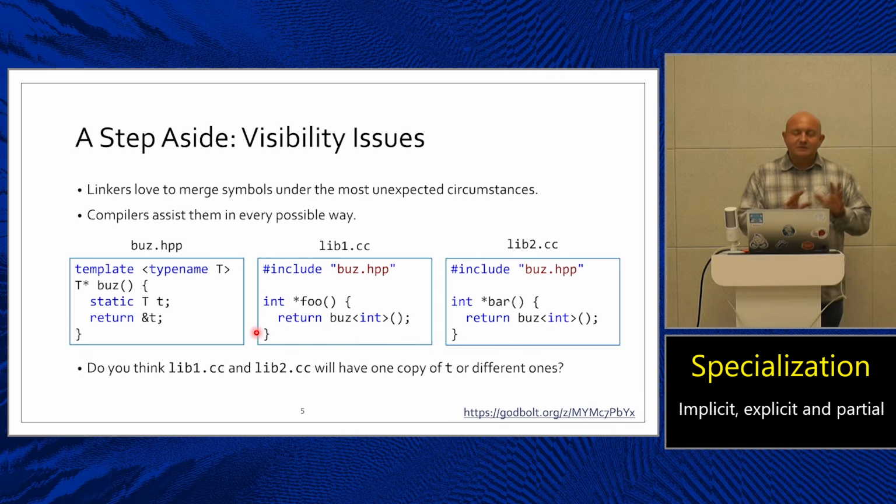I'd like to take a quick step aside from the main topic because I find this next point quite fascinating. Let's consider this scenario. We have two dynamic libraries, lib1 and lib2, and we link both of them to our main program as shared libraries. The function bus is called both from foo and bar inside these libraries, like max in the previous example, okay? The question is, for the static variable t inside our template function bus, will there be one single copy of t shared across the program or two different ones?